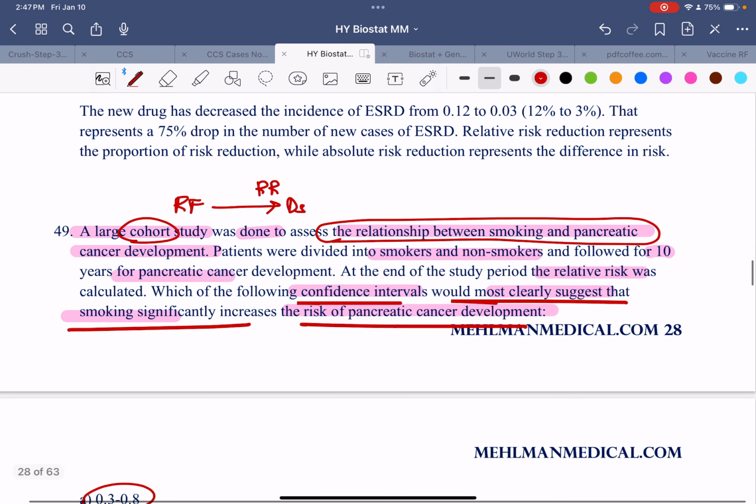There's a large cohort study that was done on the relationship between smoking and pancreatic cancer development. Patients were divided into smokers and non-smokers. They were followed for 10 years for pancreatic cancer, and at the end of the study, the relative risk was calculated.